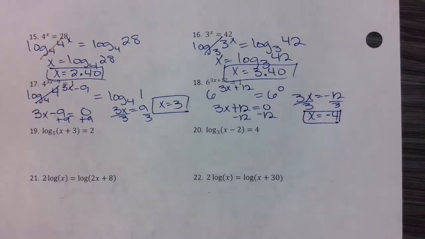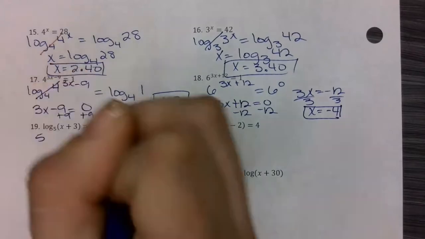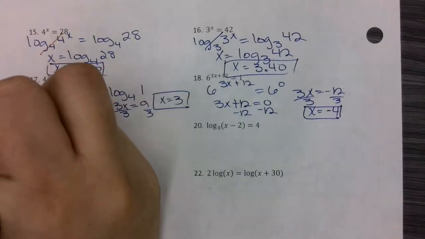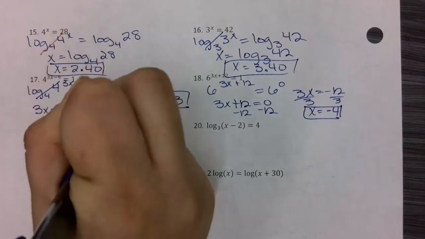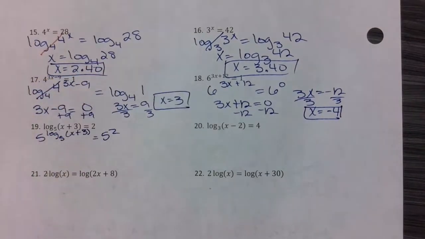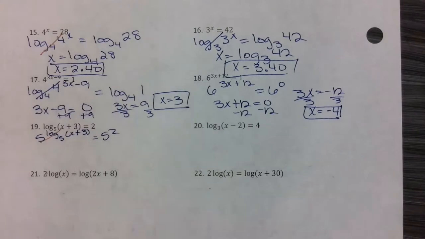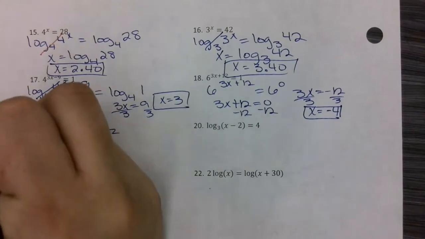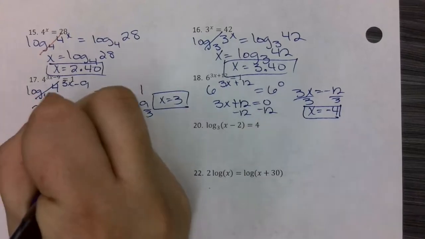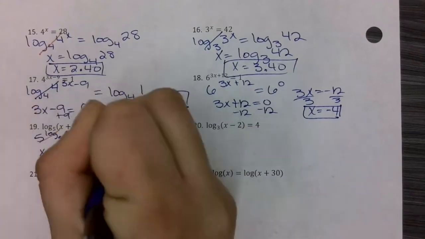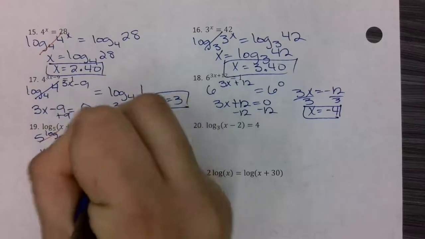Okay. Number 9, I want to solve this by rewriting it as an exponent to get rid of the log base. So I have 5 to the log base 5 of x plus 3 equals 5 squared. On my left side, 5 and log base 5 cancel out. Then I have x plus 3 equals 5 squared is 25. Subtract 3, x equals 22.